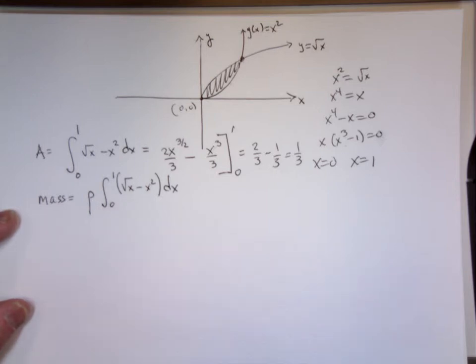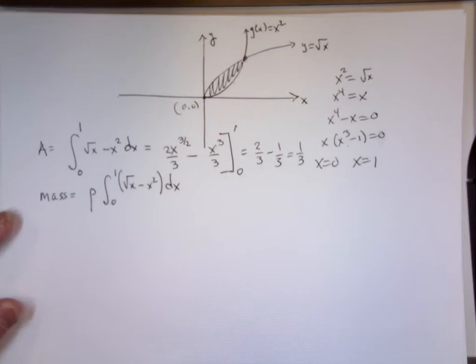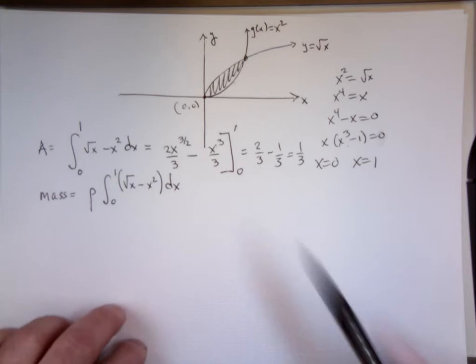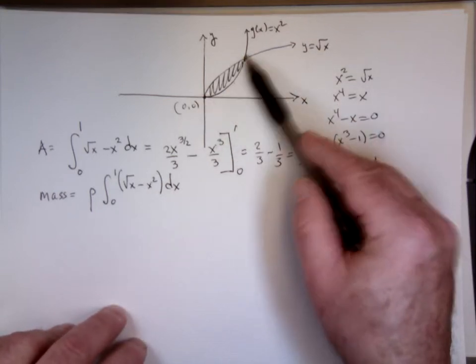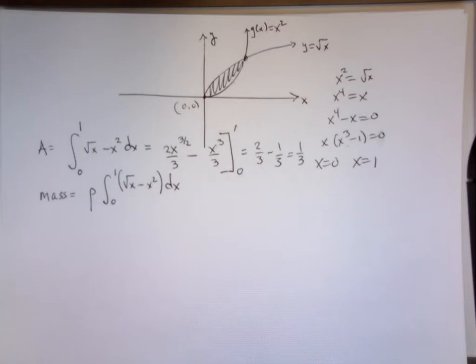So you always do f of x minus g of x. Yeah, top minus bottom. It's always top minus bottom, whatever top is. Well, there's no top for this one. Yeah, there is a top. Square root of x is top here. Oh, top, okay. Yeah, that's top. Okay? All right, there's the mass.